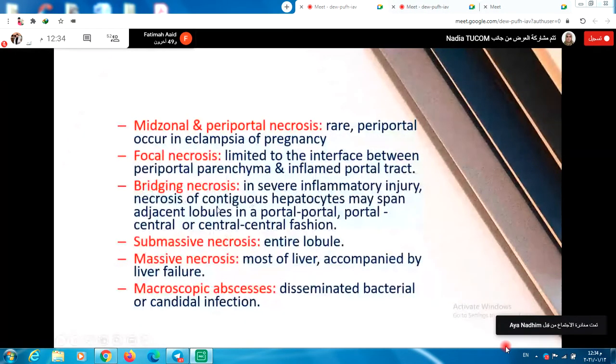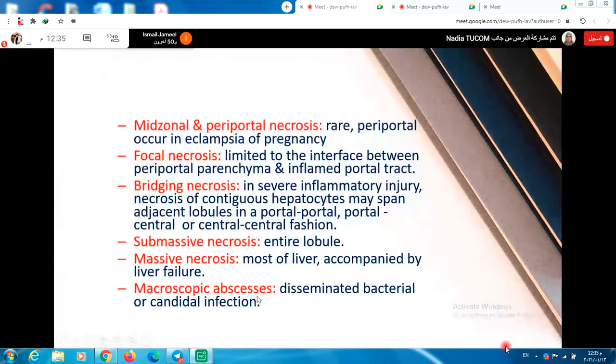Now we understand bridging between two portal areas or between central and portal areas. Submassive necrosis involves the entire lobule, panlobular or submassive necrosis. Massive necrosis is one in which most of the liver is destroyed or necrotized. This is associated with acute liver failure because of massive liver necrosis.